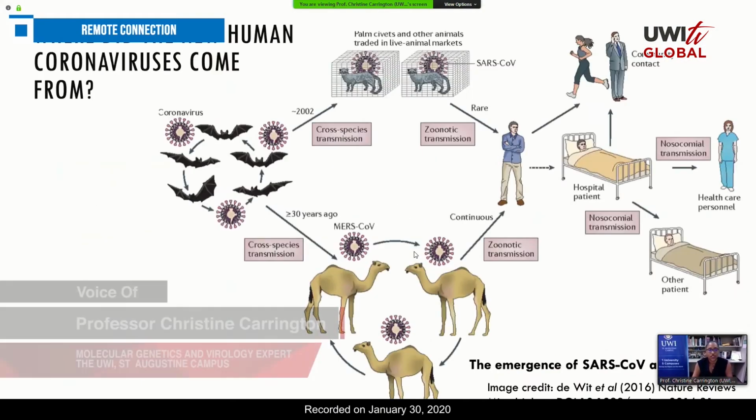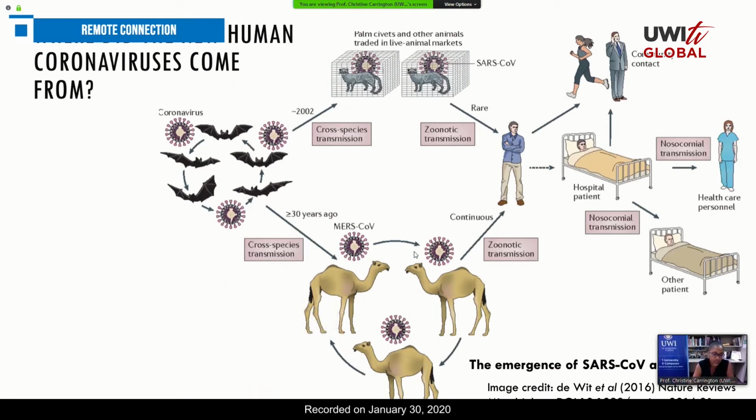So let's look at where the new human coronavirus came from. That's the question we want to ask. We don't yet have an answer for that, but we can look at the related viruses. So let's look at the SARS coronavirus.